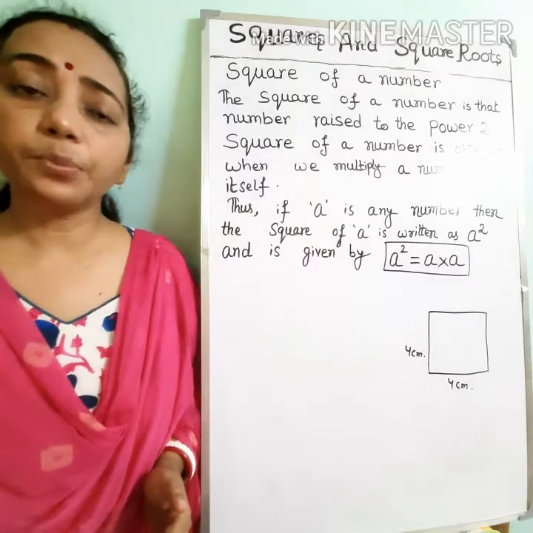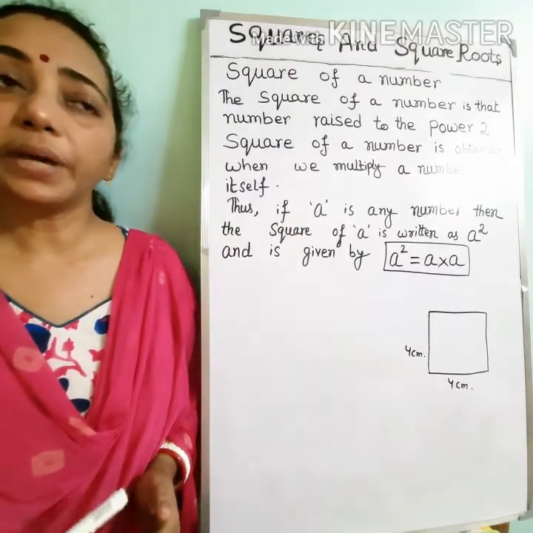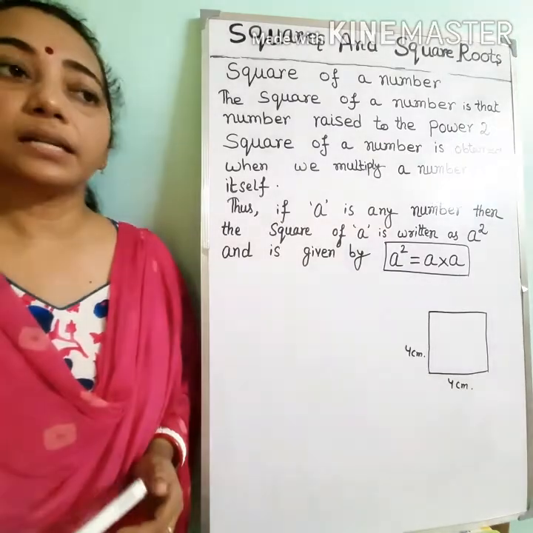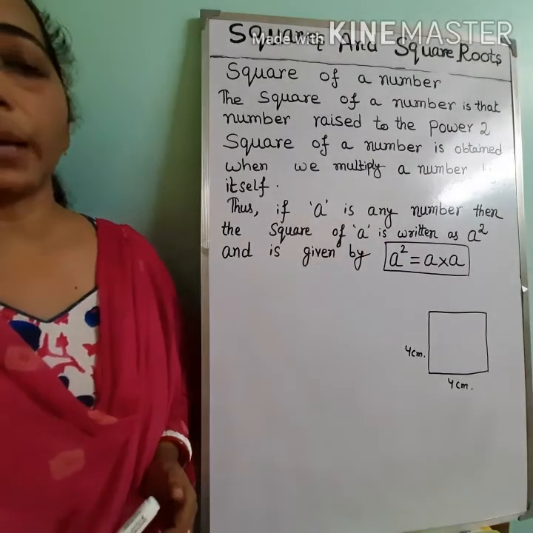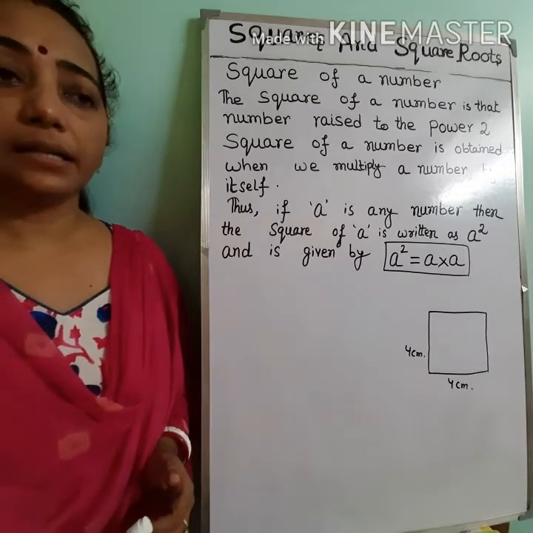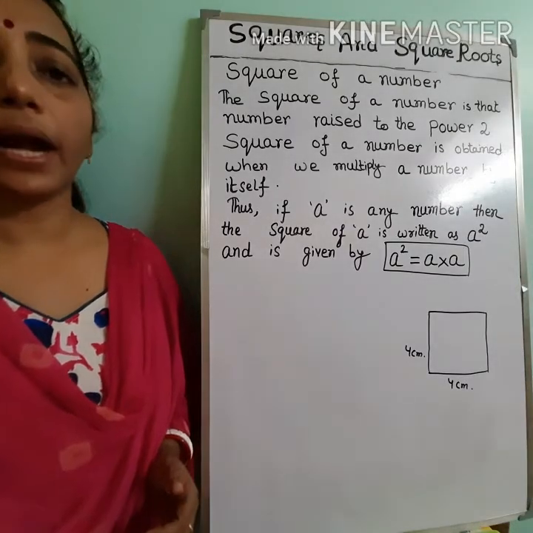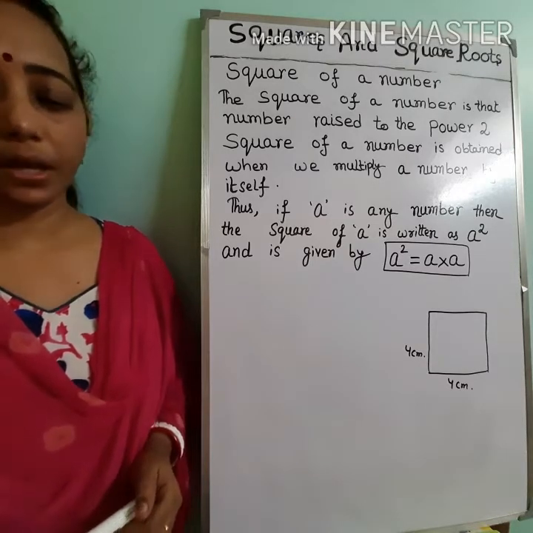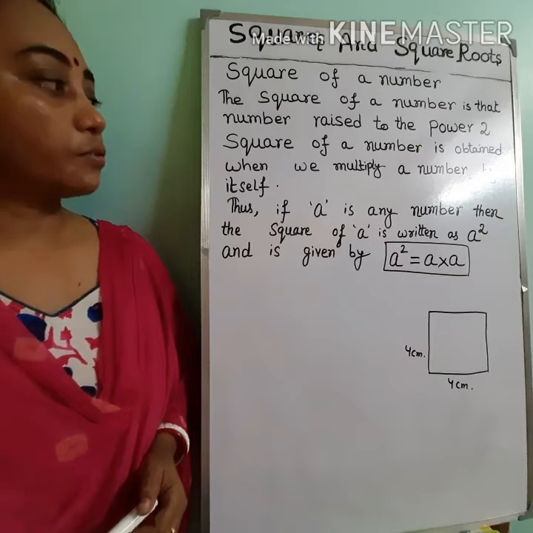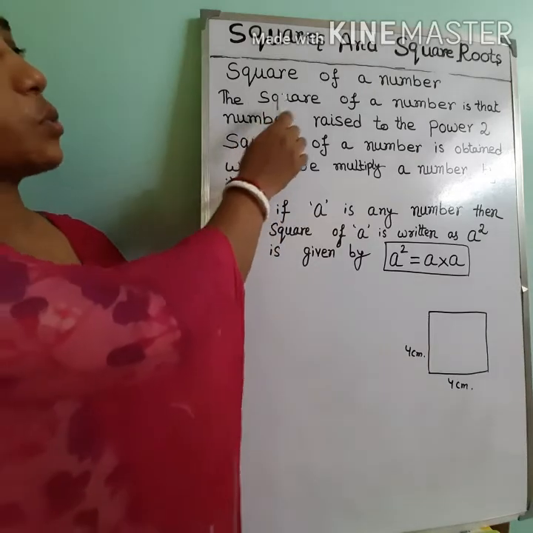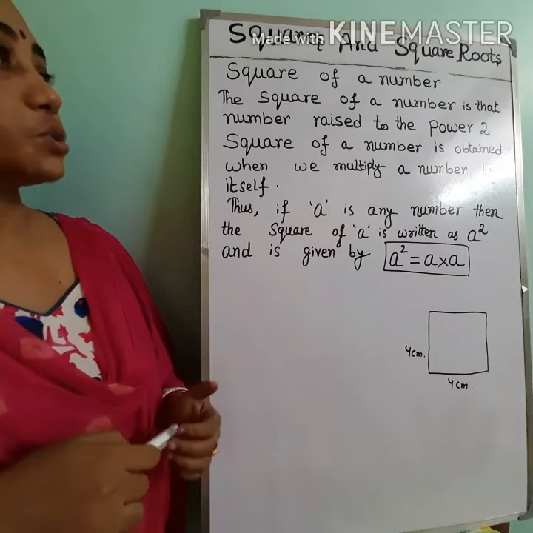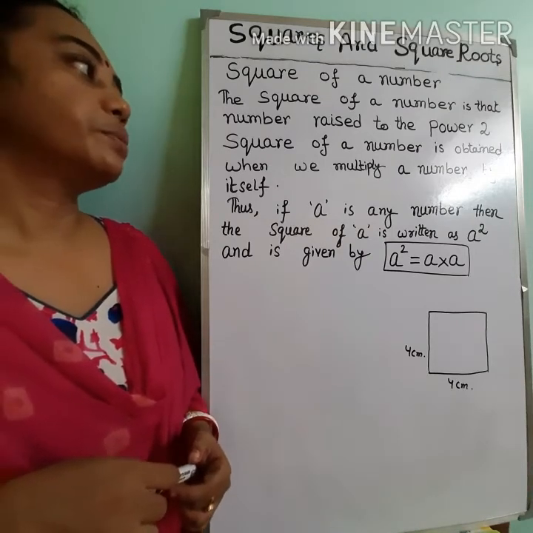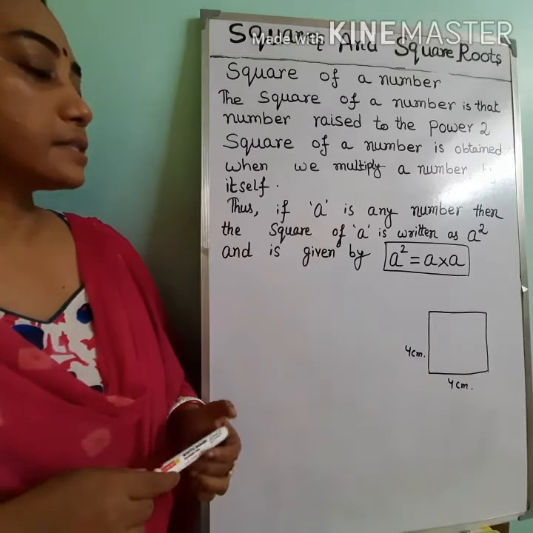When the exponent of a number is 2, it means the number is multiplied by itself. That is, the number is multiplied 2 times. And so we can say that the number has been squared and the product is the square of that number. So, the square of a number is that number raised to the power 2. Square of a number is obtained when we multiply a number by itself.